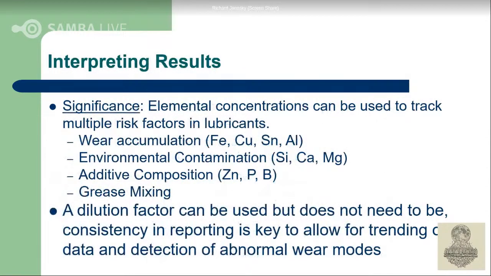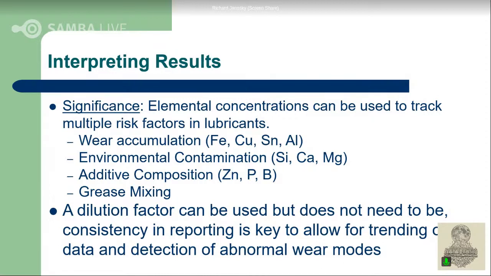So next, on to interpreting our results after we prepared our sample. So the significance, we get the elemental concentrations to track multiple risk factors in our lubricants. As we mentioned, we'll be able to track our wear accumulation. We can look at environmental contamination from outside of our machine or part of the process. It could be additive composition, and then helping us identify grease mixing.